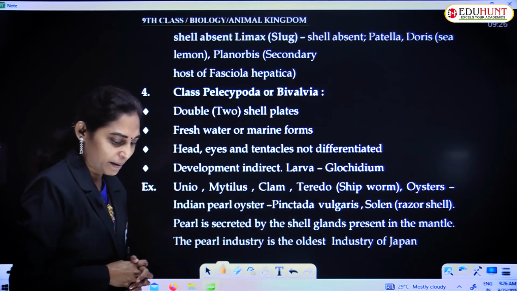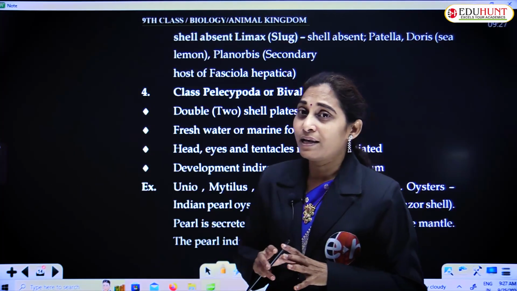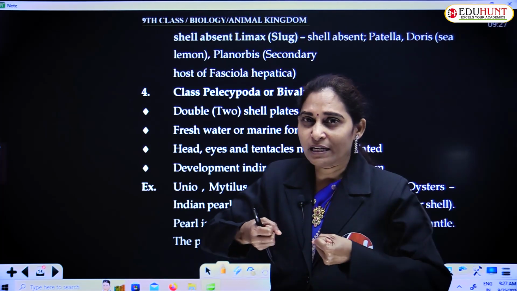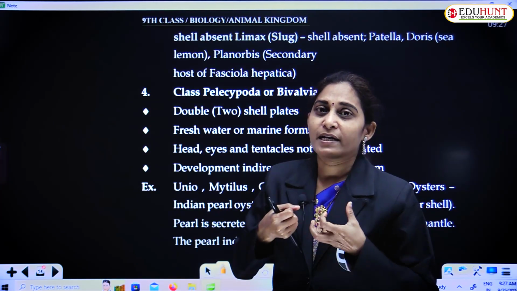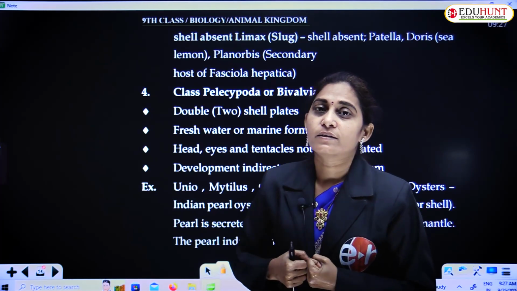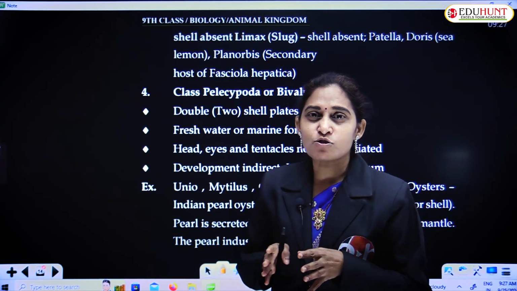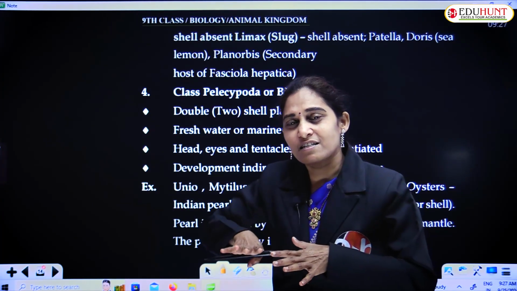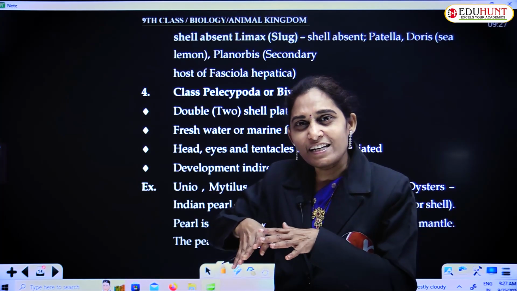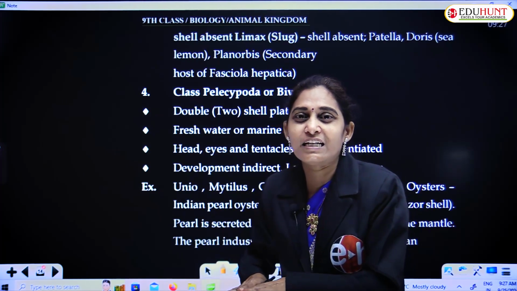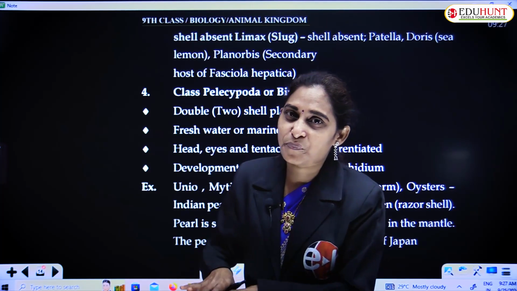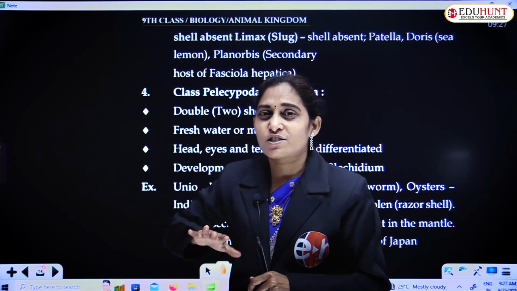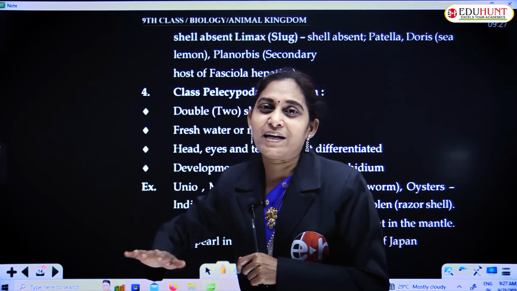Slugs, what is meant by slug? A slug is an animal in which the body is very fleshy, very sticky and very soft. Because of the absence of shell, it moves very slowly. It is very sticky to the bottom, to the floor or substratum. That's why it can't move quickly.